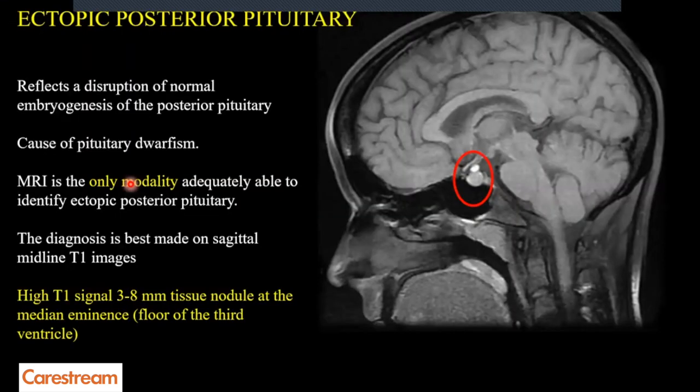Few examples of important pathologies which we can identify. One is your ectopic pituitary. Posterior pituitary bright spot is ectopically present, and MRI is the only modality which can adequately identify this particular entity. So a high T1 signal 3 to 8 millimeter tissue nodule at median eminence, most commonly seen in the floor of the third ventricle. A lot of the time this is related to pituitary dwarfism.